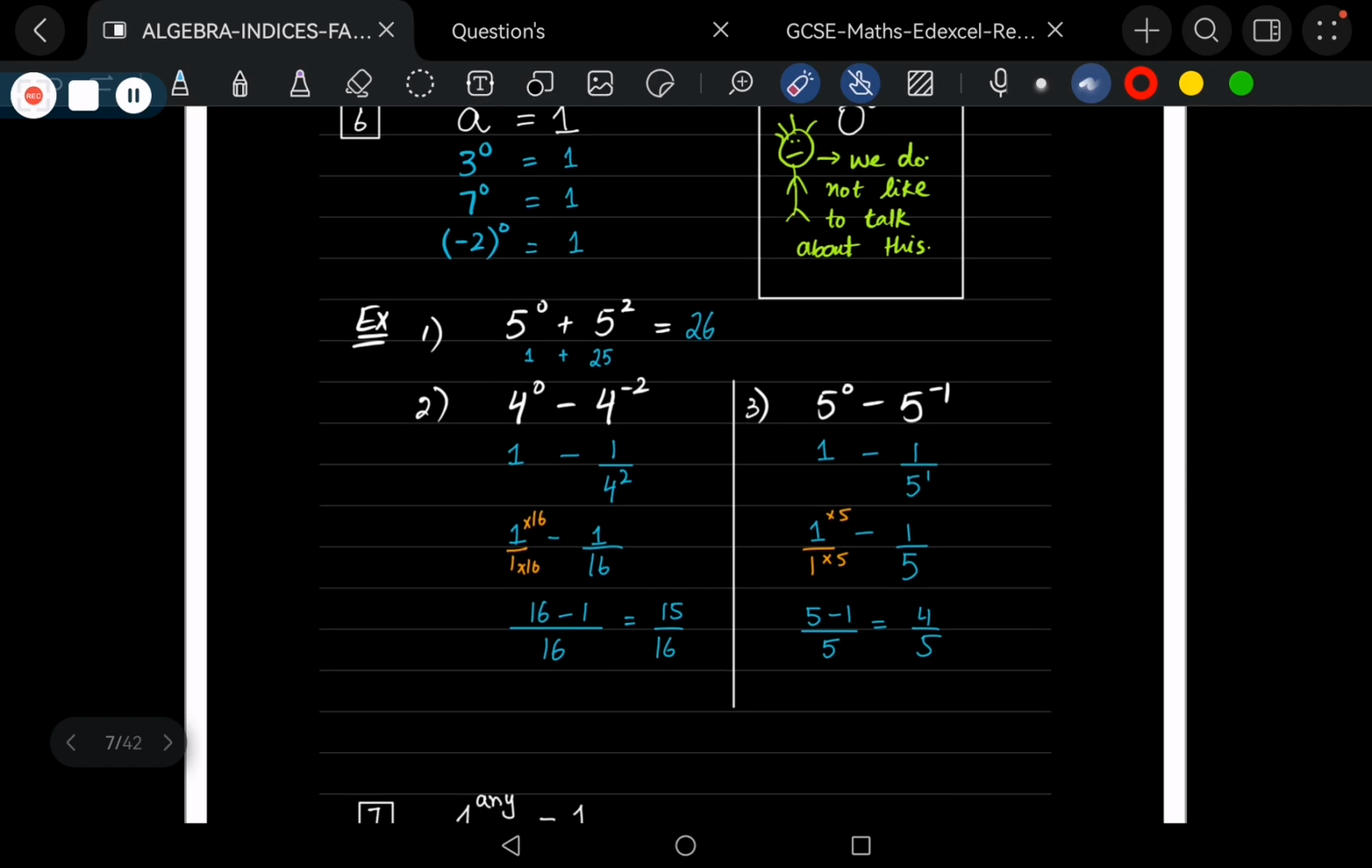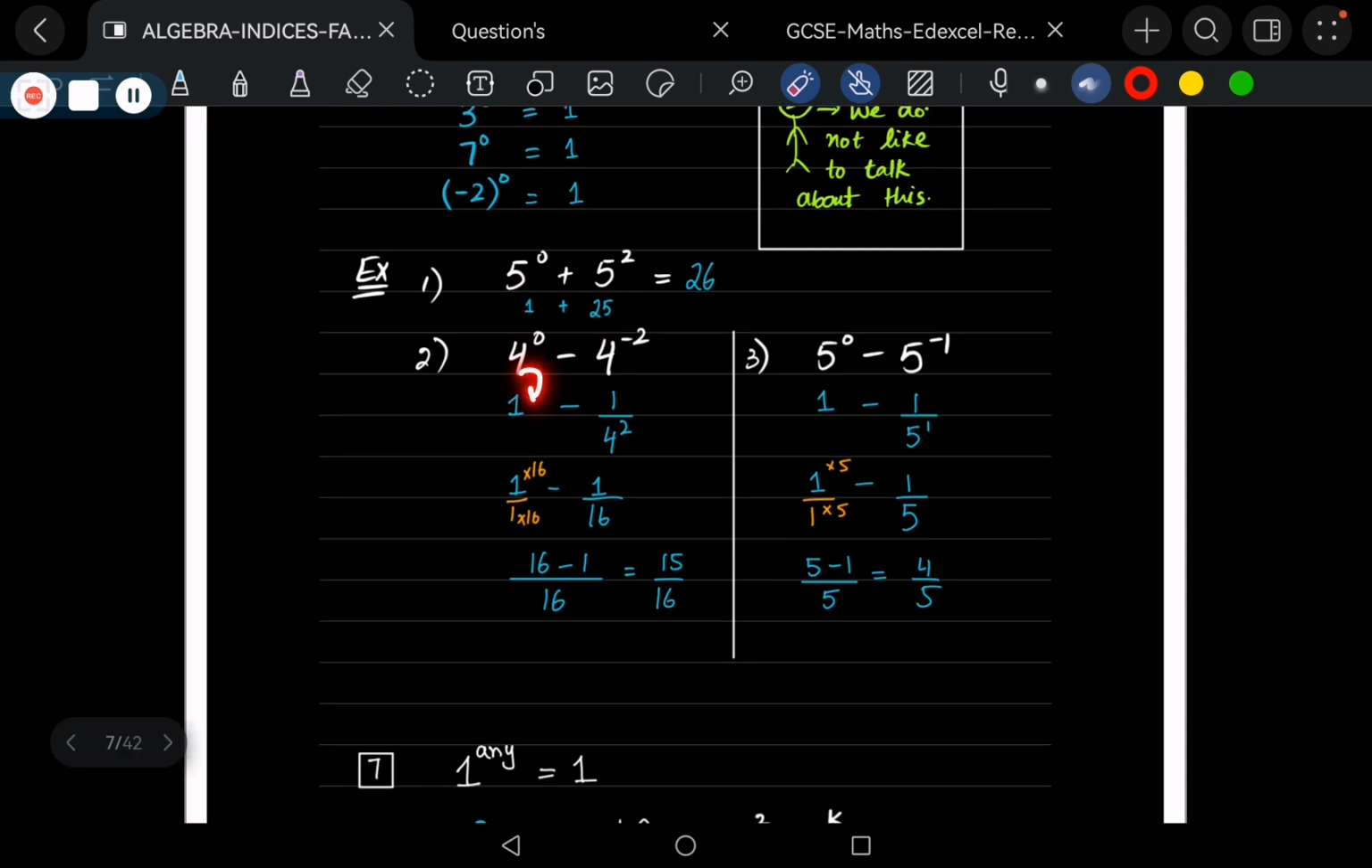Then they took some examples, like 5 power 0 is 1 and 5 square is 25. So 1 plus 25 is 26. 4 power 0 is 1, 4 power negative 2. I cannot solve the negative power, so it's necessary for me to make it positive by taking the reciprocal of it. So it's going to be 1 minus 1 over 4 square.